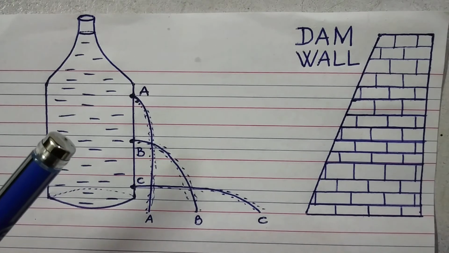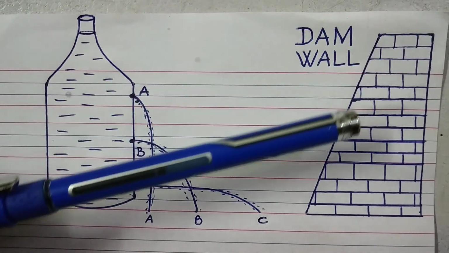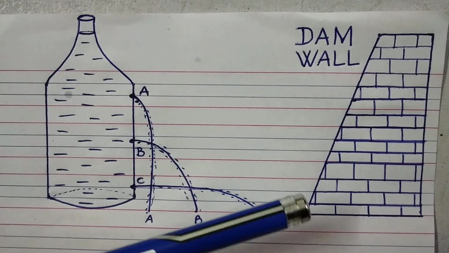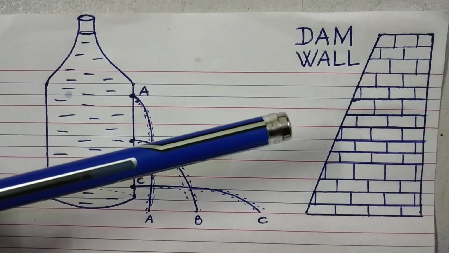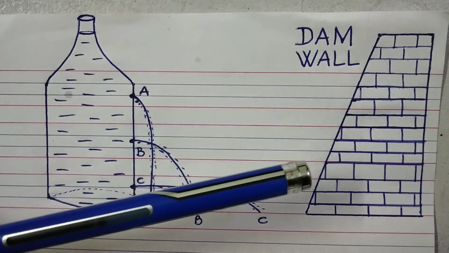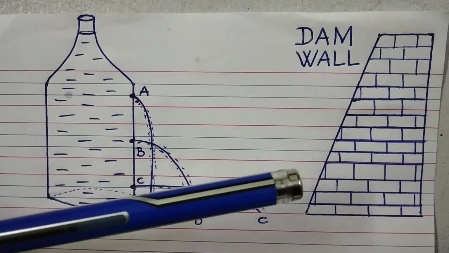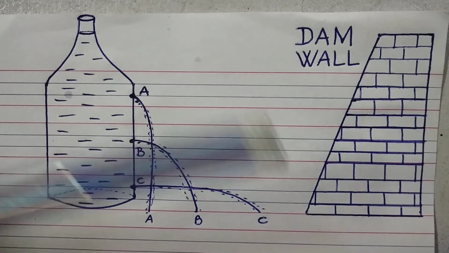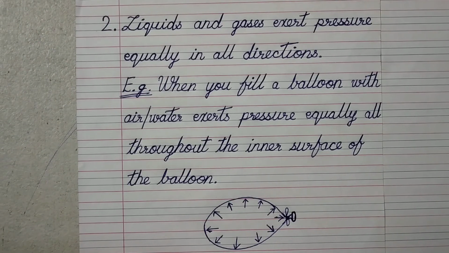This is also the reason why dam walls are built very broad at the bottom. As the level of the water increases, that is, as the depth increases, there is more pressure exerted at the bottom of the dam wall. The second is liquids and gases exert pressure equally in all directions. For example, when you fill a balloon with air or water, then the air or water inside the balloon exerts pressure equally all throughout the inner surface of the balloon as shown below.